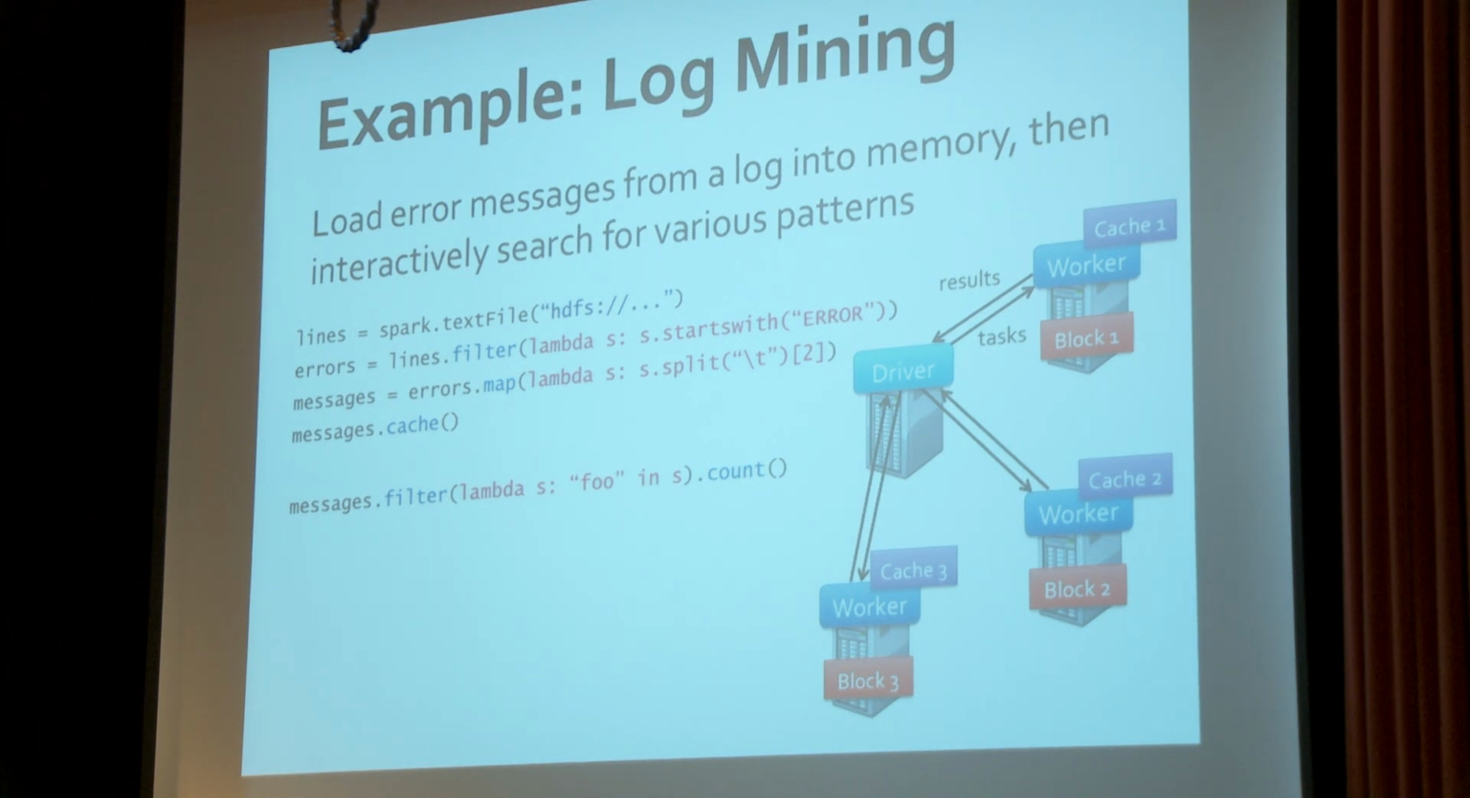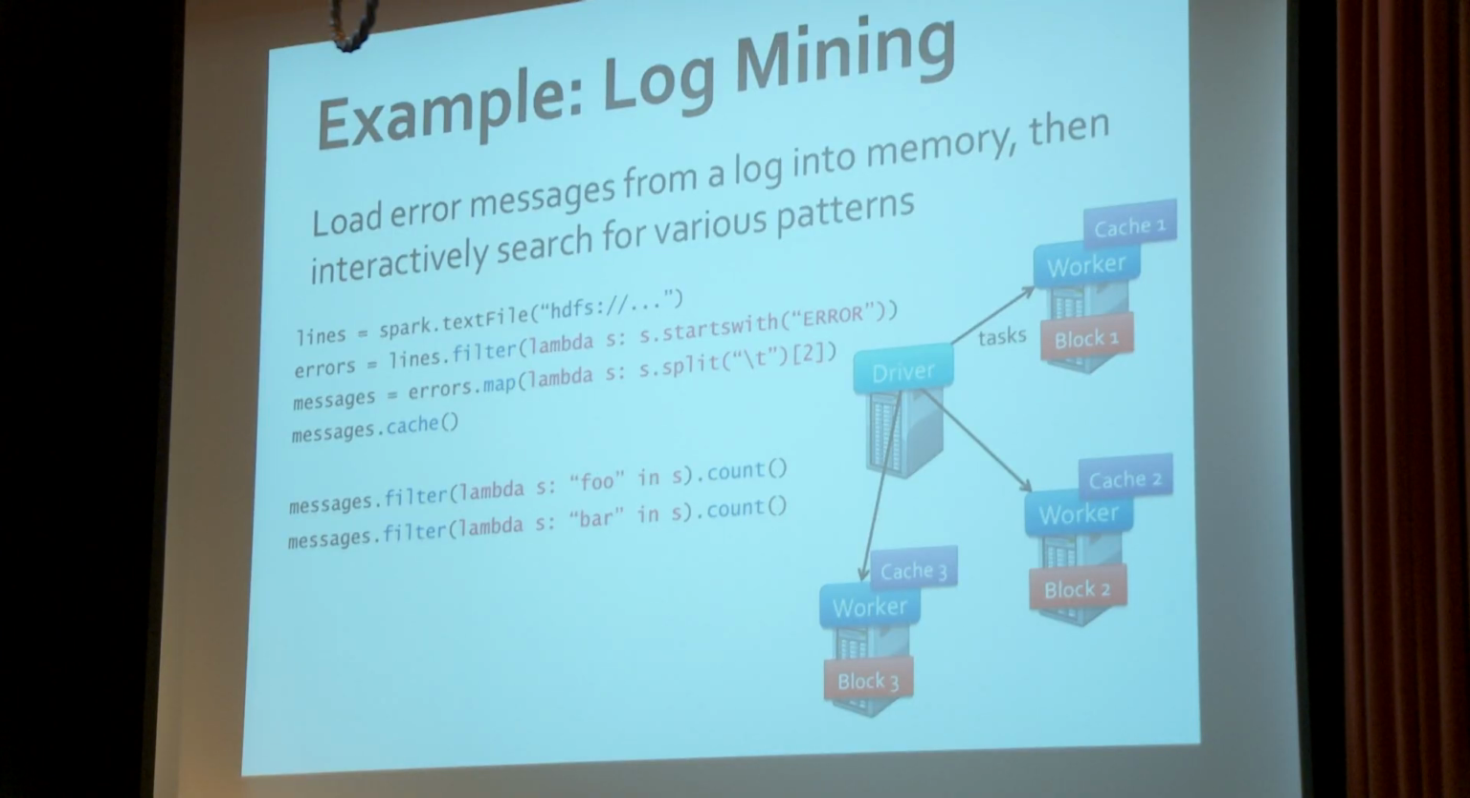Now, next time you run a query on this data set, maybe foo wasn't the problem in your logs. You're going to search for bar. So let's search for that. Now we're going to send tasks to the nodes based on the memory placement of the data. And we're going to read the data directly out of memory without processing the file again and send back some results. And of course, you can do more than just filter and count in Spark. You get a whole array of operations.